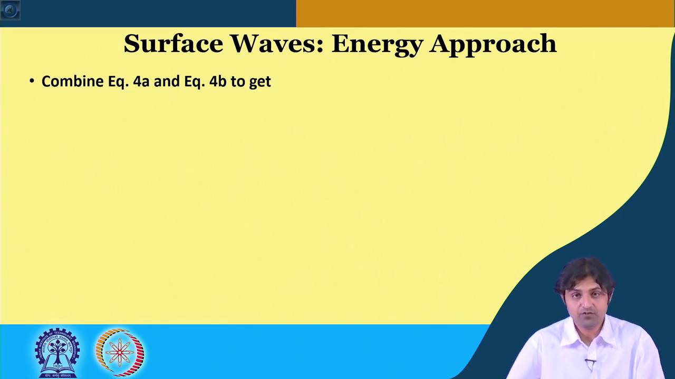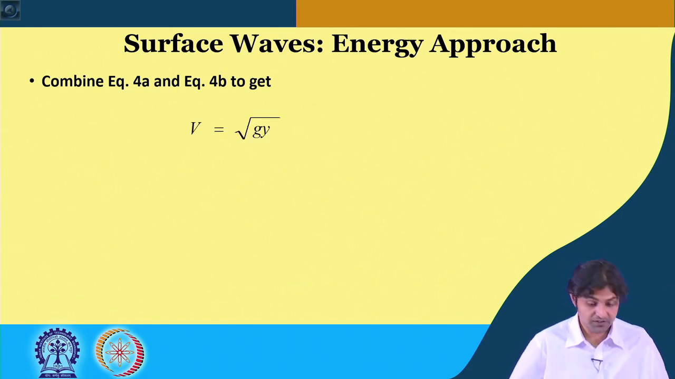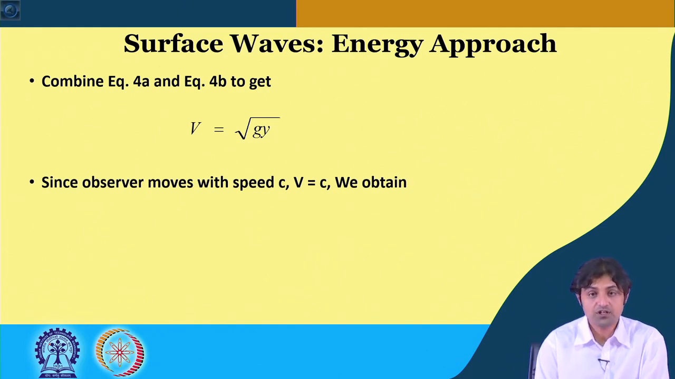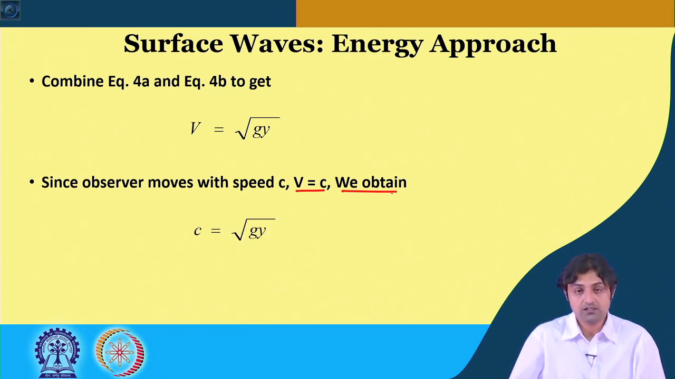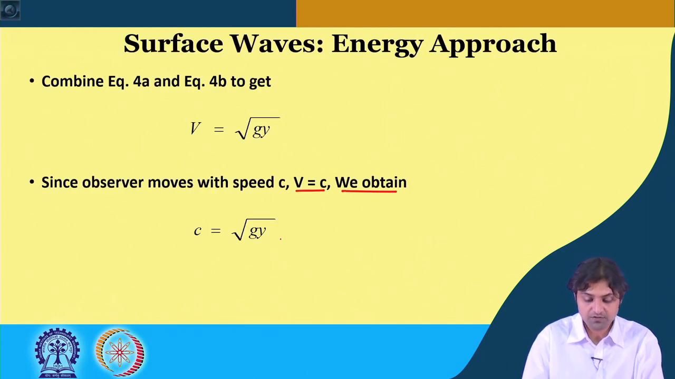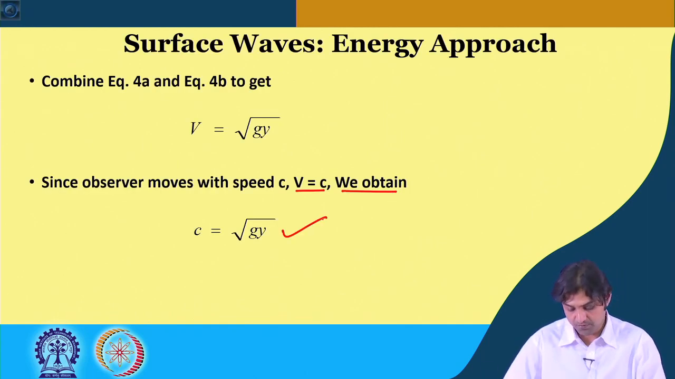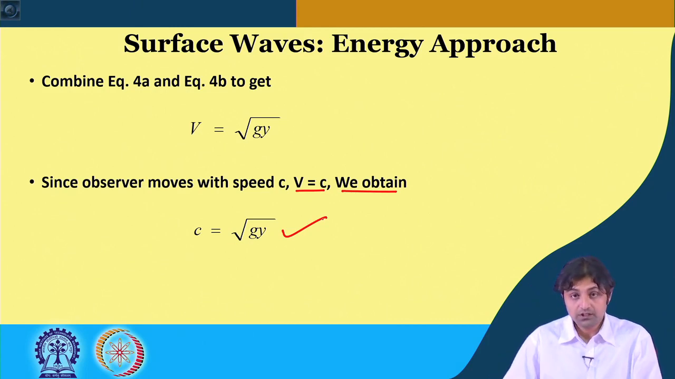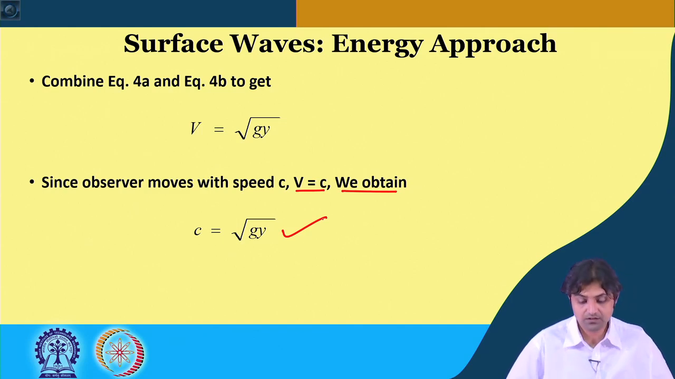So, combining equation 4a and 4b, we get v is equal to under root g y. Since the observer is moving with speed c, that means v is equal to c, we will obtain c is equal to under root g y, which is the same equation that we have obtained from the other method, momentum and continuity, all right.